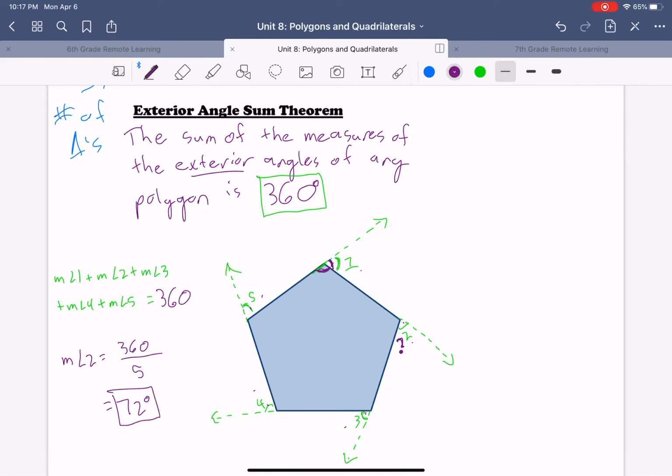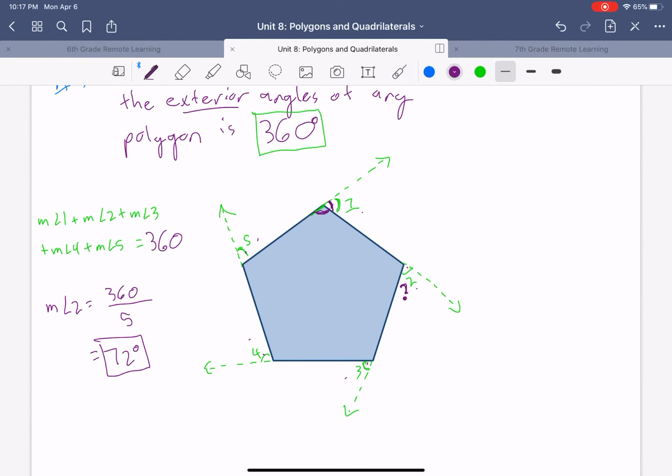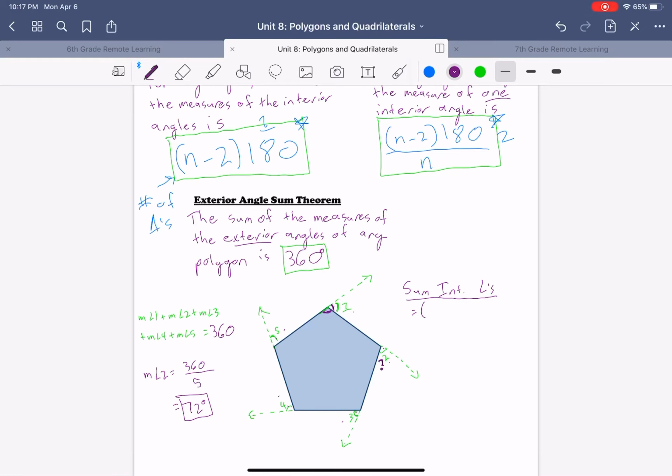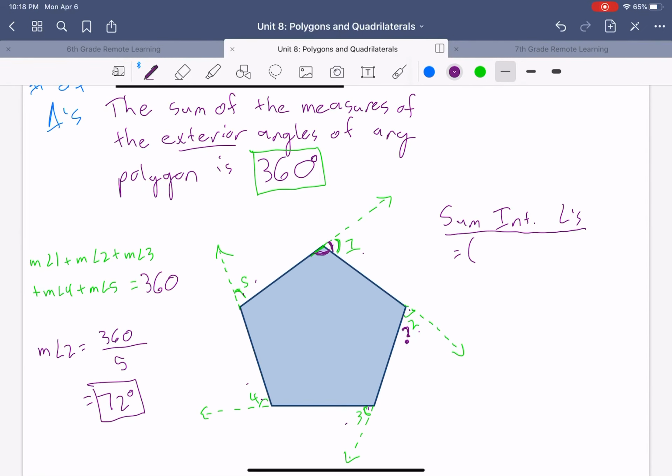Okay, let's talk about also using this same pentagon. Let's find the sum of the interior angles, just so we can practice. So the sum of the interior angles, so we do n minus 2. Let's go back up. So that's our number 1. So it's n minus 2. N is 5. So the number of sides minus 2 times 180. So that will be 3 times 180, which will give us 540 degrees.